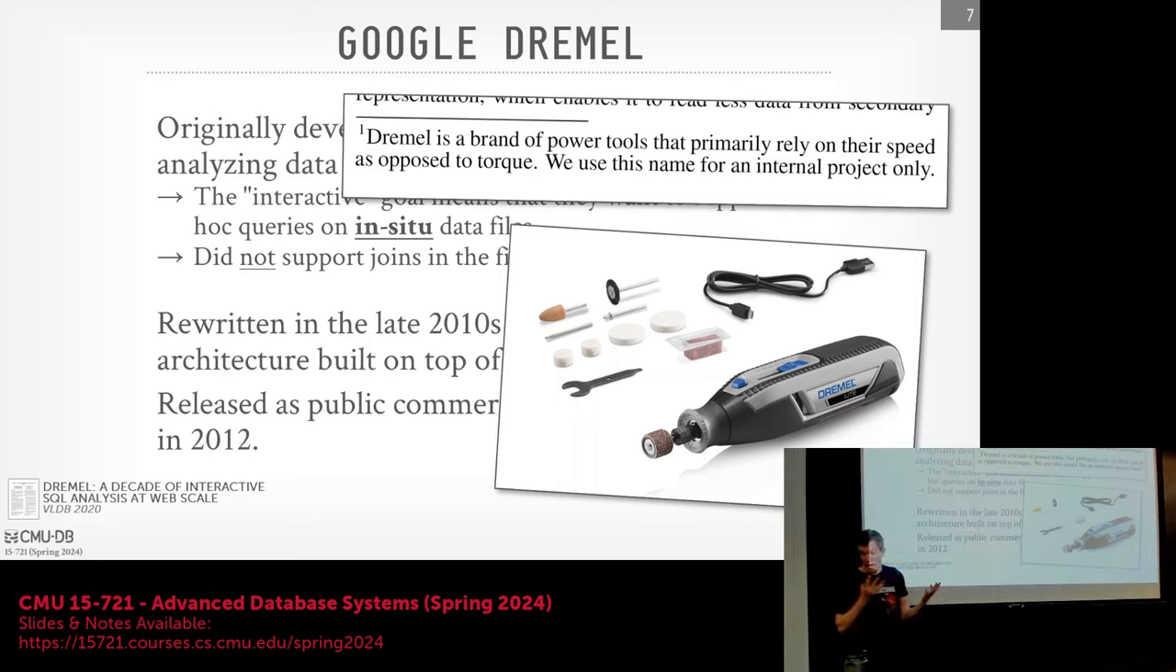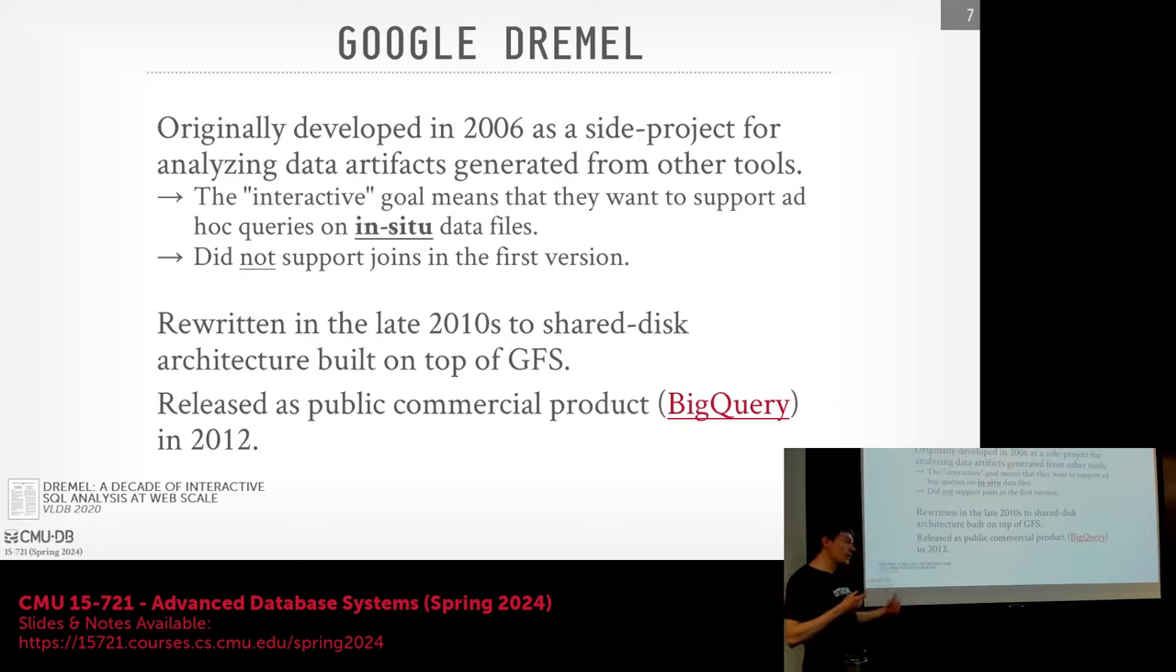I'm always surprised that their lawyers let them put out a paper that says, hey, we have this internal service for our multi-billion-dollar company, and we've named it after another company, right? That's asking for a lawsuit, but they did it. But then the commercial version, they smartly renamed it BigQuery. So all the documentation you'll see online for what Dremel is actually doing will just call it BigQuery, but for whatever reason, the papers still refer to it as Dremel.